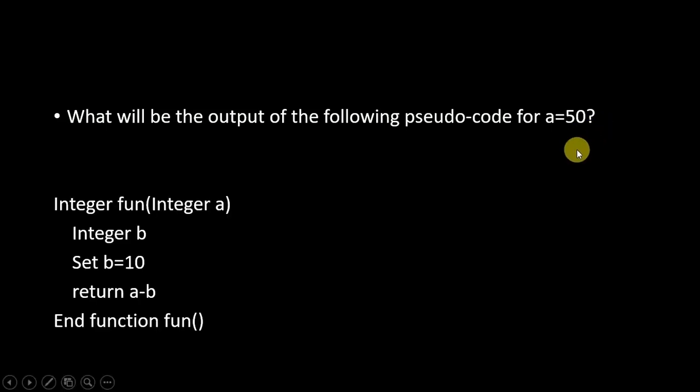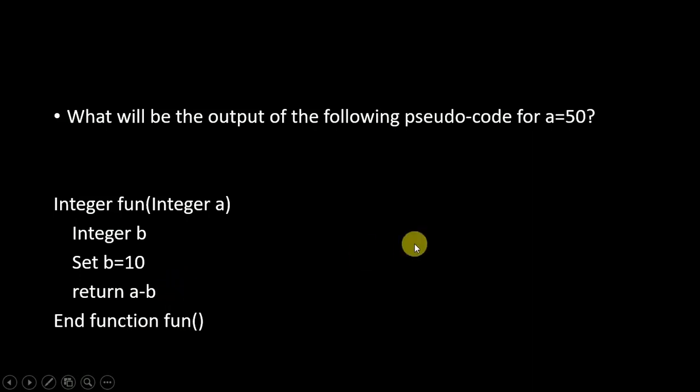So the first question that was asked this year is: what will be the output of the following pseudocode for a equal to 50? So in this pseudocode, the value of a will be 50. The pseudocode is this. You can see they have declared the function fun, which is also an integer, and then they have integer b. Now they have set the value of b equal to 10, and what we have to return is a minus b. So this is a very simple question.